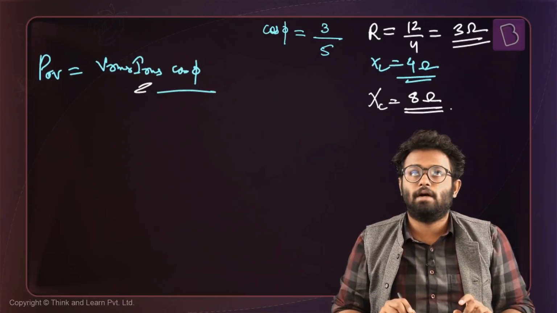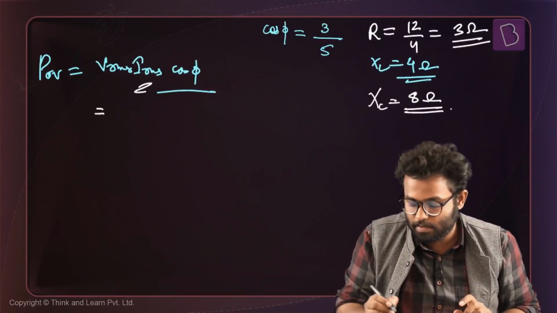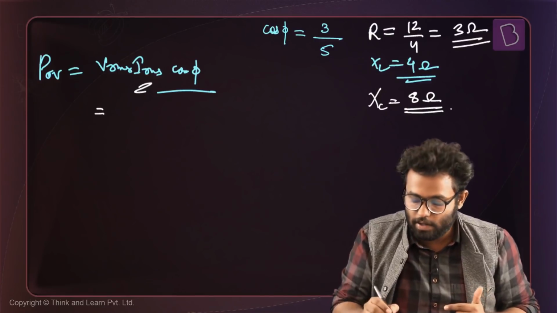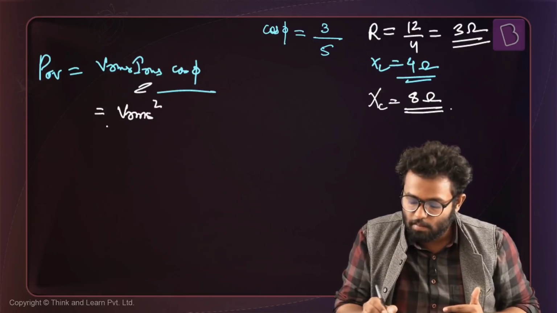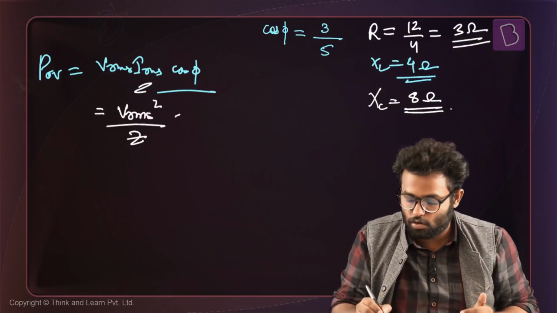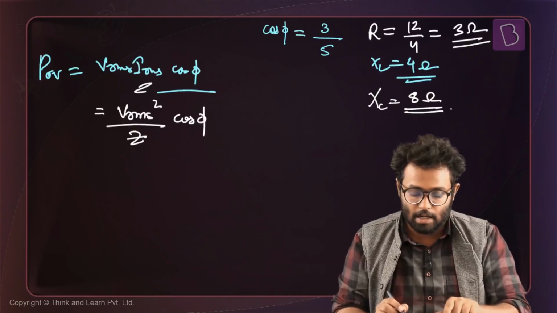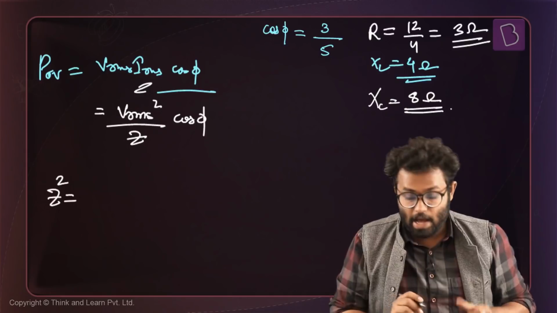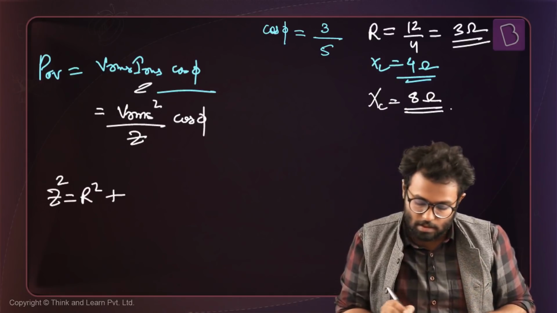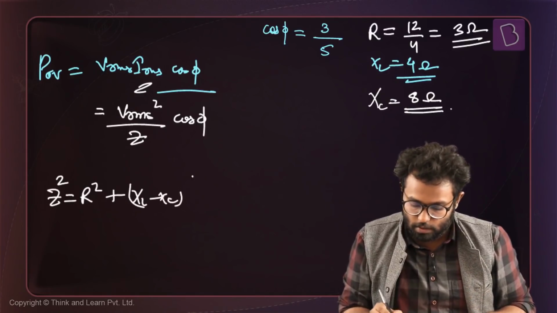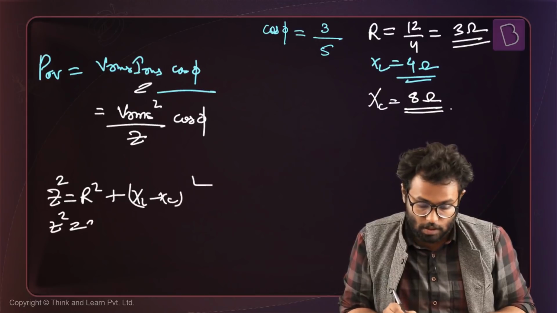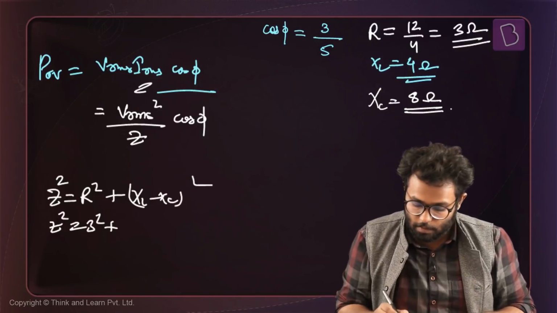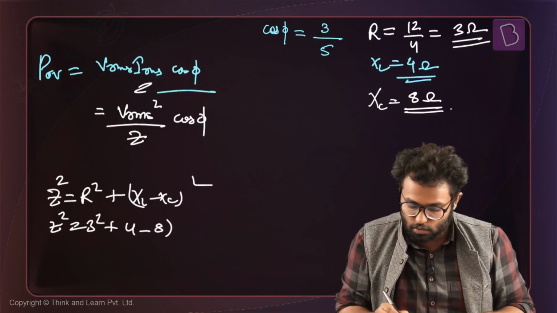So alright, what I can do is I can represent this thing because I know Irms is equal to Vrms by, not R, Z, the impedance. So I can say this is Vrms squared by Z times cos phi. So I have to find the impedance of this entire circuit. So what will that be? I know that Z square is equal to R square plus XL minus XC the whole square. So in this case, Z square will be equal to 3 square plus XL, which is 4, so it will be 4 minus XC, which is 8, whole square.